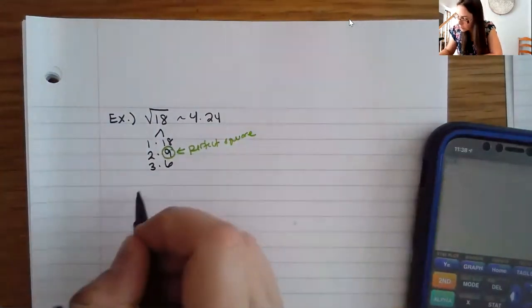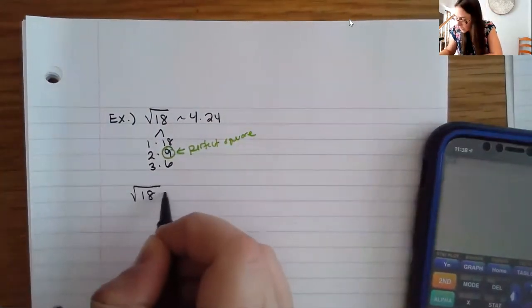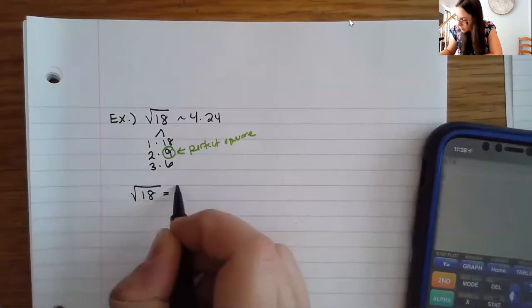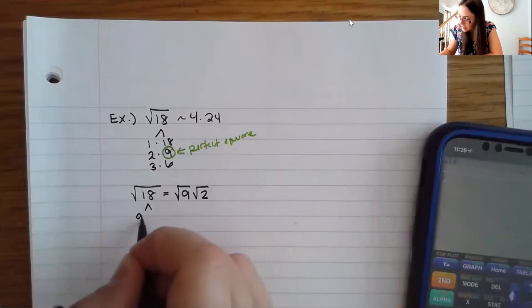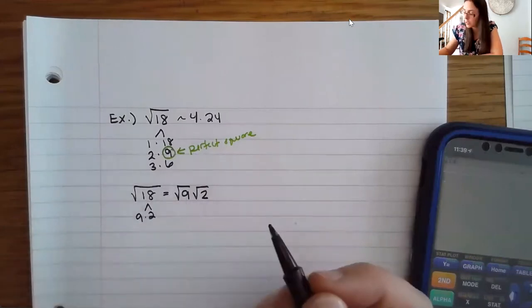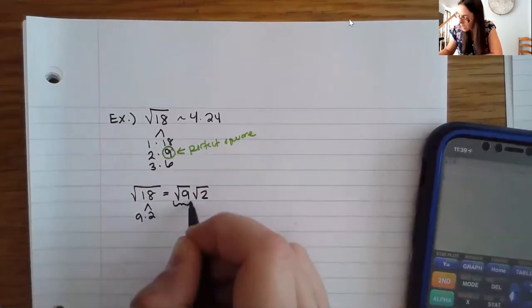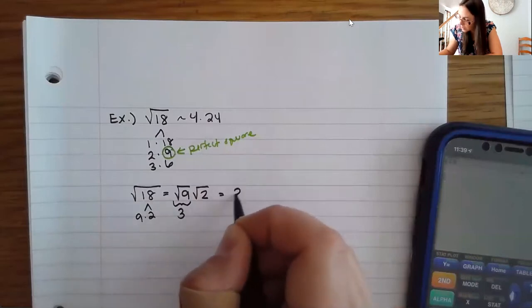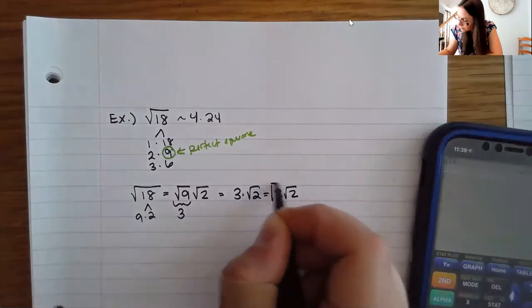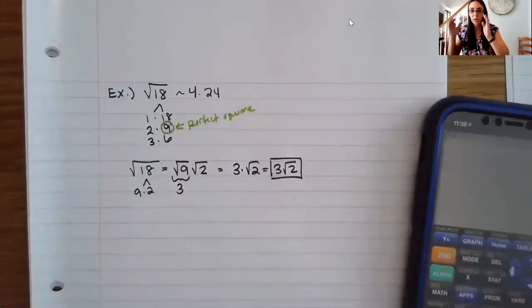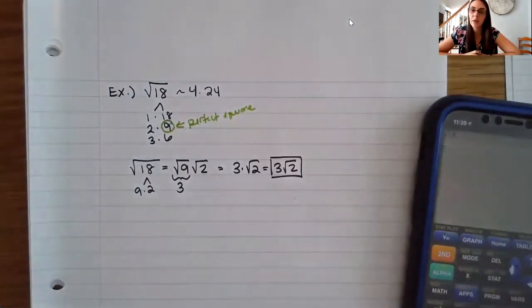So what I can do is take this 18 and break it down into root 9 times root 2. I tend to like to write the square first, it just makes it easier. And then this root 9 is 3, so this becomes 3 times root 2, or 3 root 2. So just a little precursor to where you're going to be going with simplifying roots.